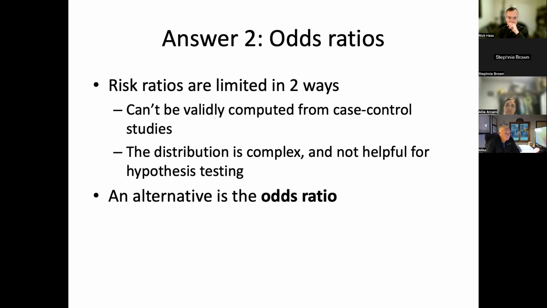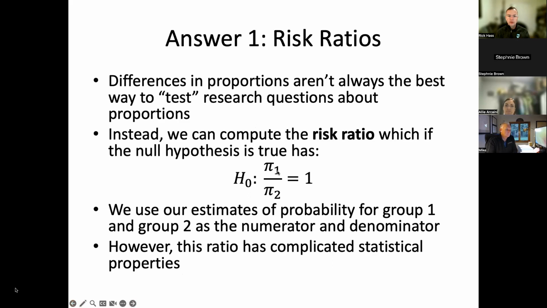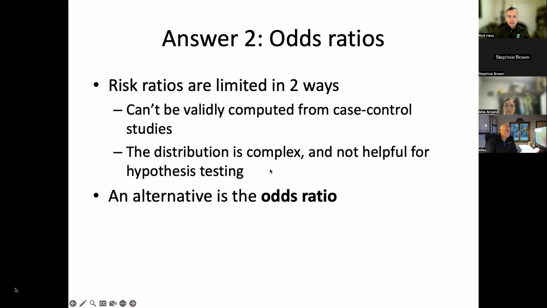Okay. So back to the issue with case control studies. The first reason a risk ratio is limited is you can't compute it from a case control study. The reason is because we've already chosen the proportion of the sample that has the disease, and so these are biased estimates of probabilities. And then the second thing is that the distribution of the risk ratio is very complex. It doesn't help us out for hypothesis testing.